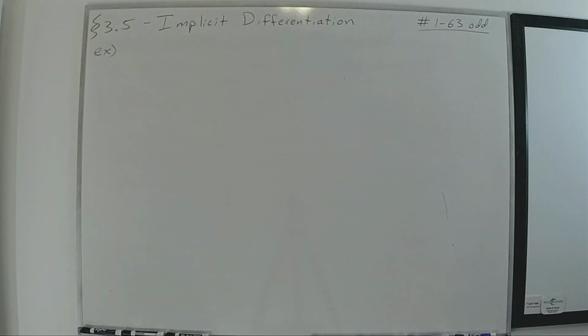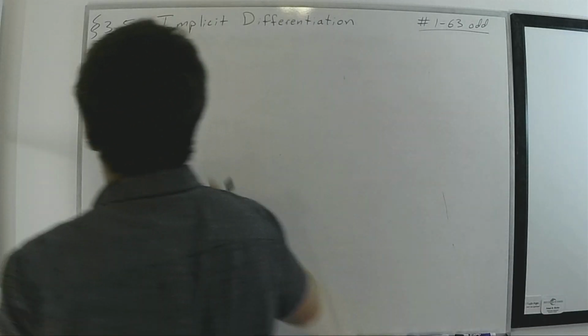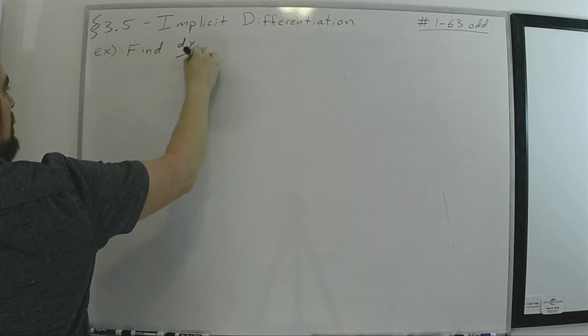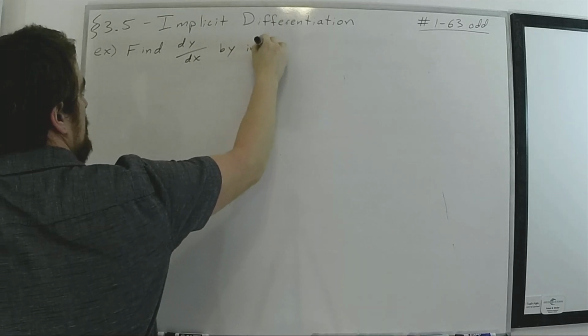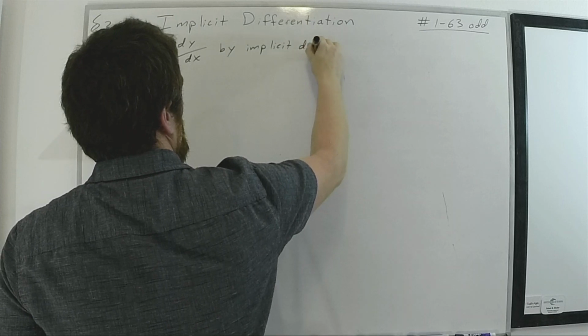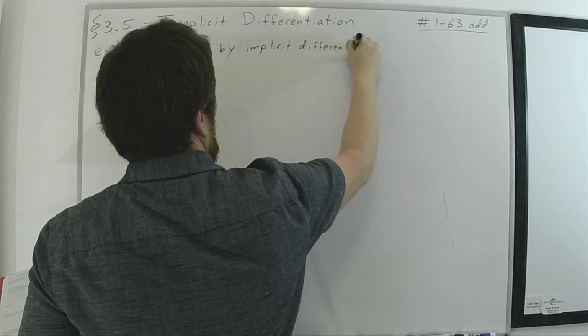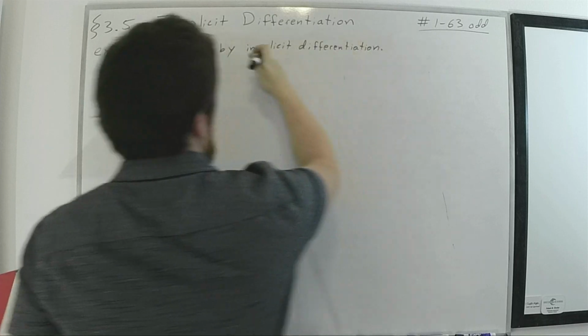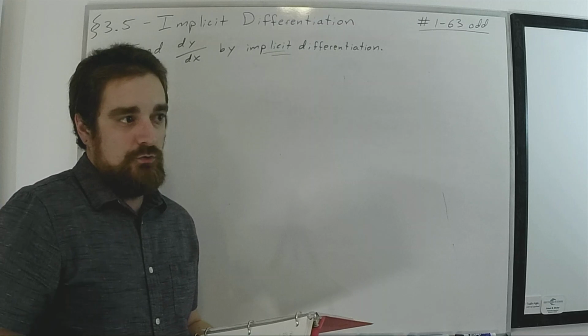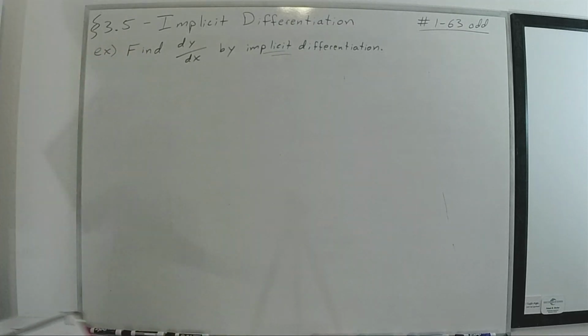Let's take a look at, what was I going to see here? See if we can find the derivative. I'll steal one of these even numbers here. Find dy dx by implicit differentiation. And obviously, if you see them say use implicit differentiation, it's probably a big red flag. That means you can't do it explicitly. That's probably the only way to do it.